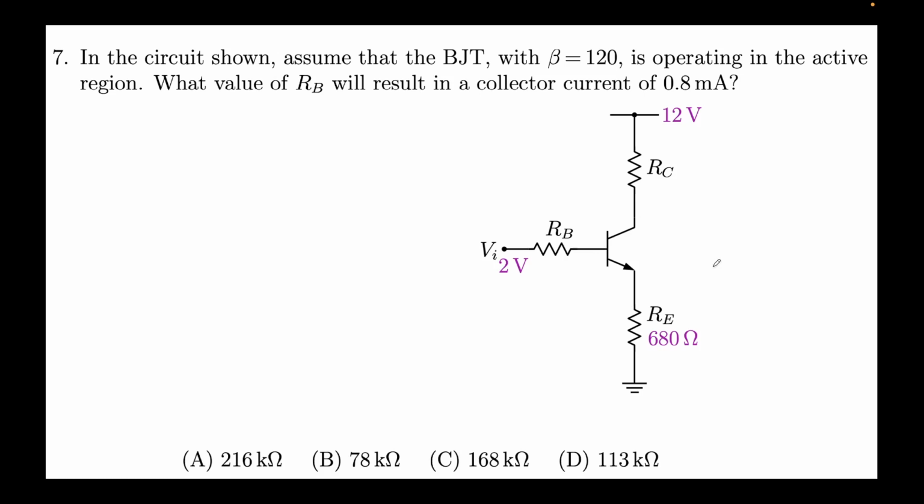For this problem, it says that in the circuit shown, assume that the BJT with beta equal to 120 is operating in active region. So that's good. Just to reiterate, active would mean base-emitter is forward and base-collector is reverse. I'm just repeating the definition, but it's good because now we'll see whether this is actually the case or not. The question asks, what value of RB will result in a collector current of 0.8 milliamperes?